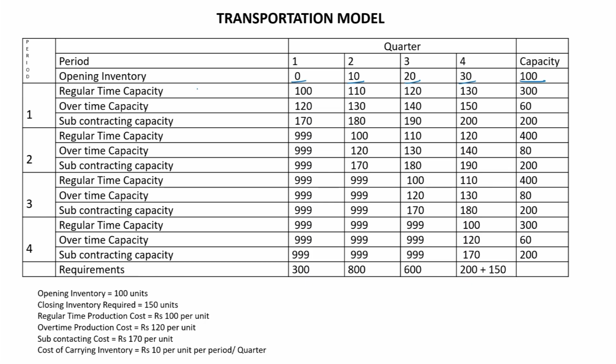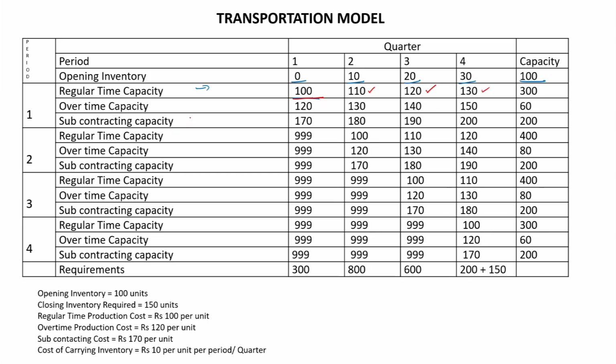Now, come to the regular time capacity in quarter 1. If you are producing in quarter 1 and consuming in quarter 1, the cost per unit is rupees 100. On the other hand, if you are consuming this to meet the demand of quarter 2, the cost is 110. If you are using it in quarter 3, another 10 rupees is added as inventory carrying cost, and so on.